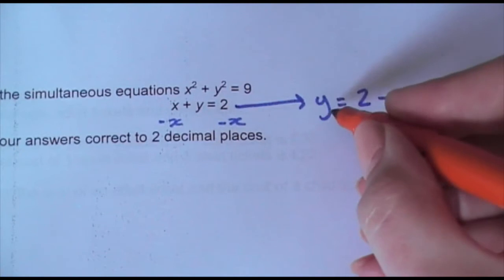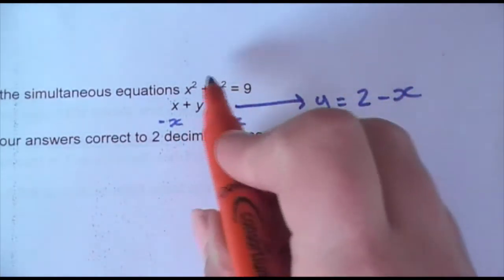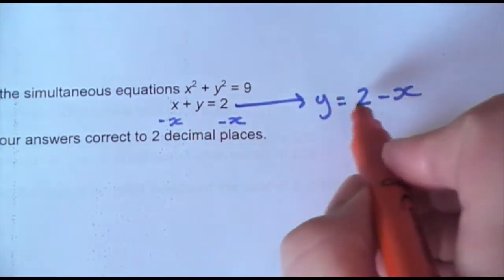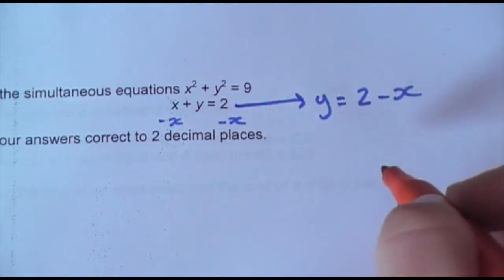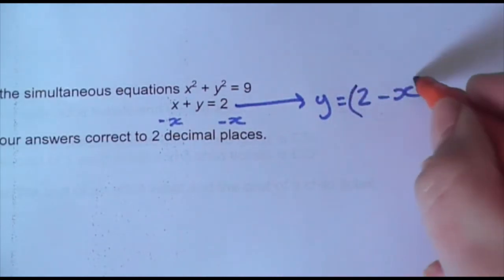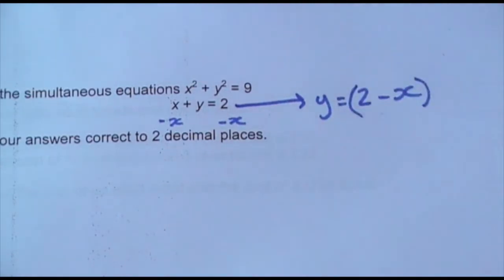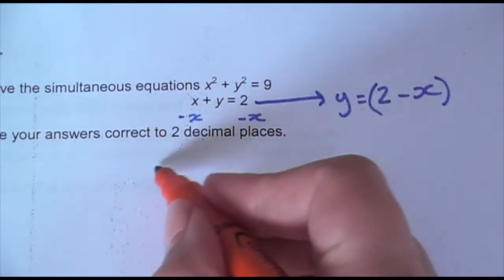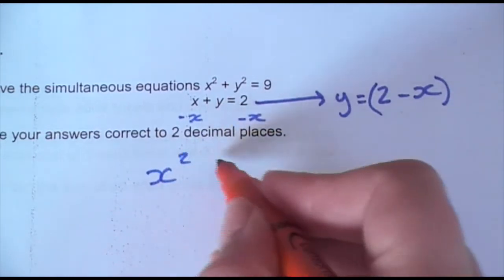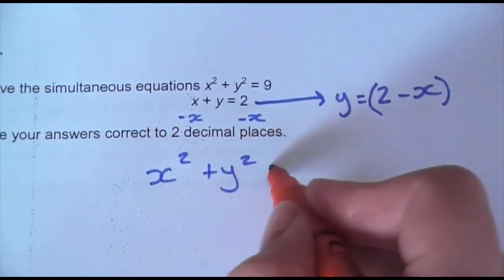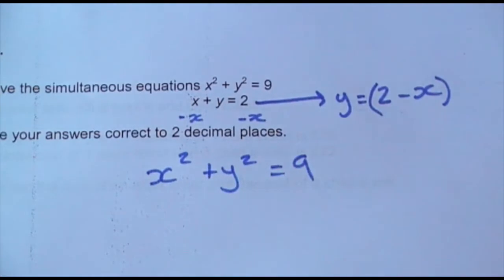And what I've ended up with here is a little expression for y. So I can substitute anywhere there's a y with 2 minus x. So I'm going to go ahead and do that. I'm going to bracket it off because I'm keeping those together because they represent y. I don't want them getting lost. I'm going to start now by writing my quadratic out. That was x squared plus y squared equals 9.